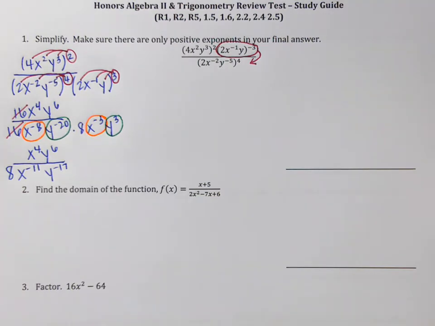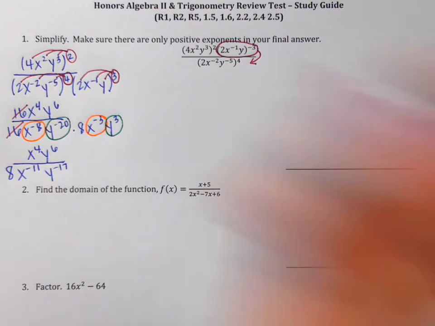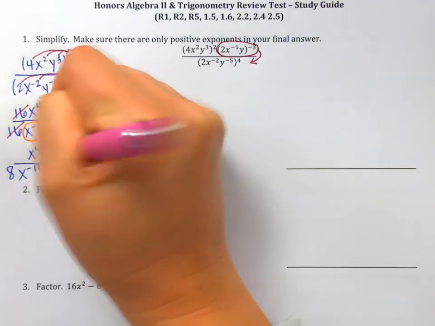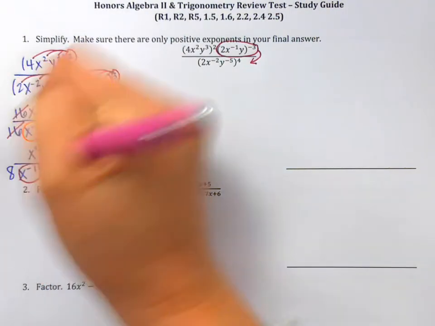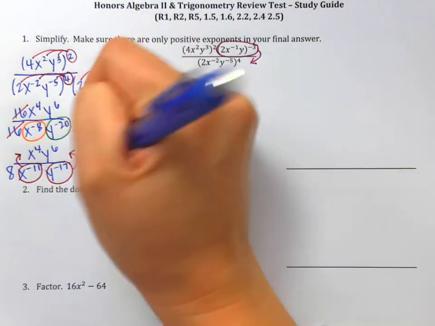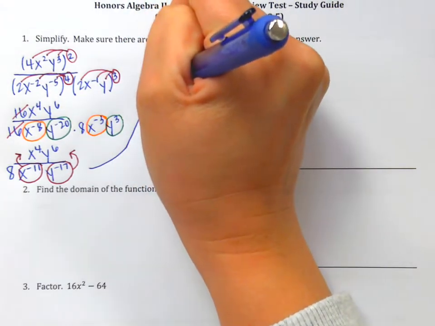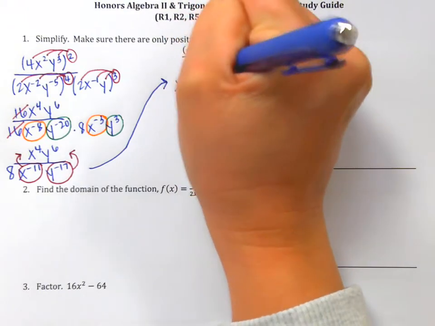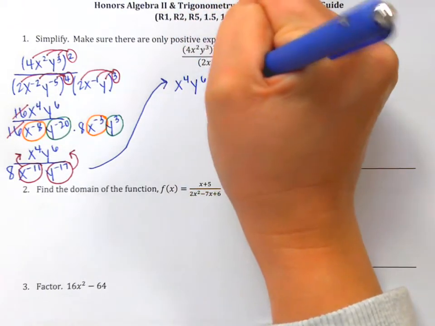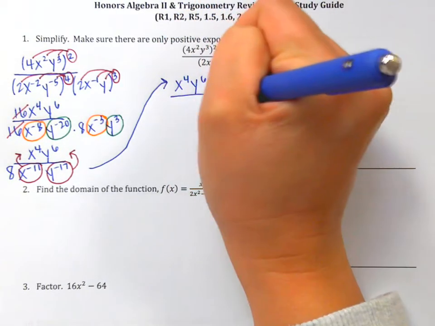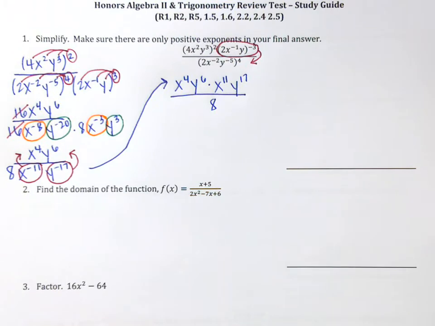Okay, so then the last step is to make all of our negative exponents positive. So that means this -17, to make that positive, it's going to go to the top. Same thing with the -11. To make that positive, we're going to move that to the top. So I'm going to go over here and continue with the problem. So x to the 4th, y to the 6th don't change. But now x to the 11th is going to be on top and positive, and y to the 17th is going to be on top and positive. And then divided by 8.